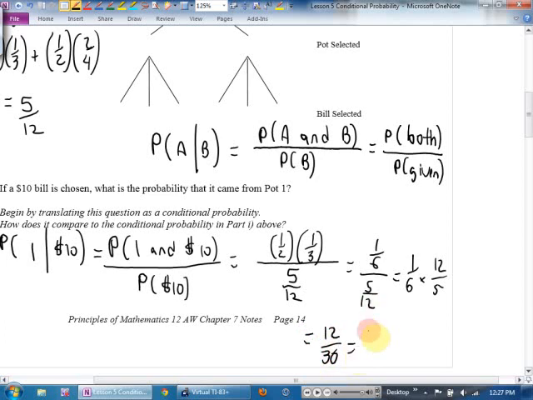Strange enough, the same answer as Brett's question earlier today. That's a fluke. But for conditional probability, going backwards, if they tell you the bottom has occurred and they want you to figure out the odds that one of the top things has occurred, it's both over the given one.